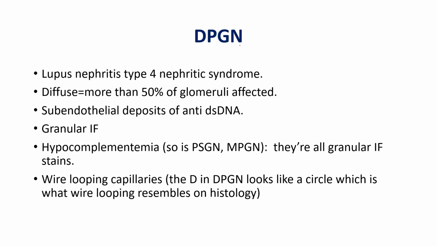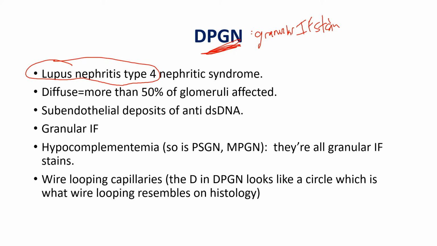Here's the last one, DPGN, diffuse proliferative glomerulonephritis. This is the other one that has a granular IF stain, so keep that in mind. Whenever you think of diffuse proliferative glomerulonephritis, you need to think of lupus immediately. It is lupus nephritis type 4. There are up to 5 types of lupus nephritis.